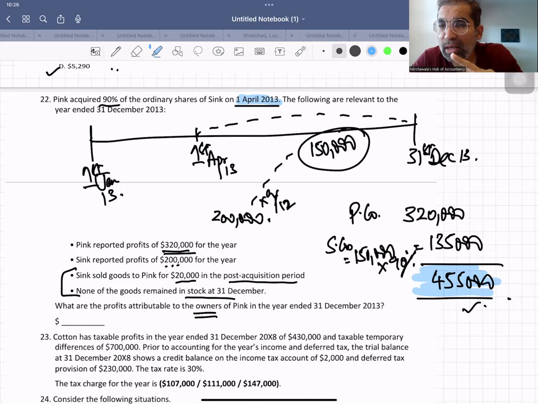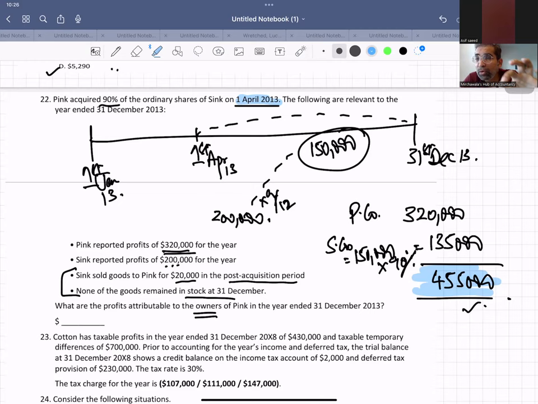There are students who forgot, even in the chat box you can see. There are students who forgot to apply 90%. They just simply take the 100% amount. Still you will lose the marks, okay?